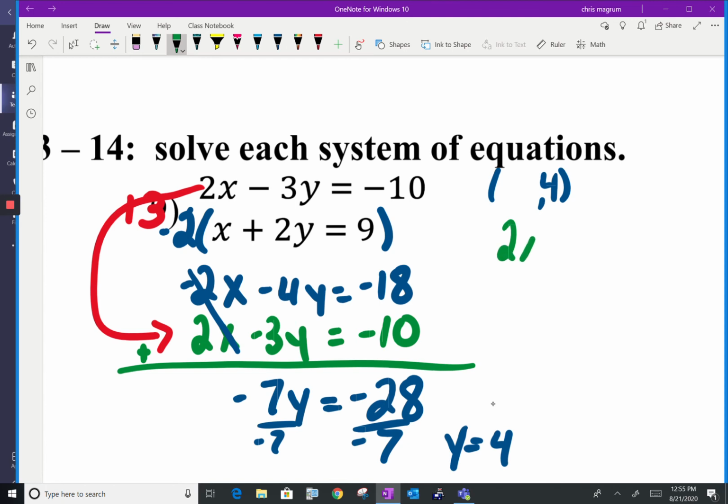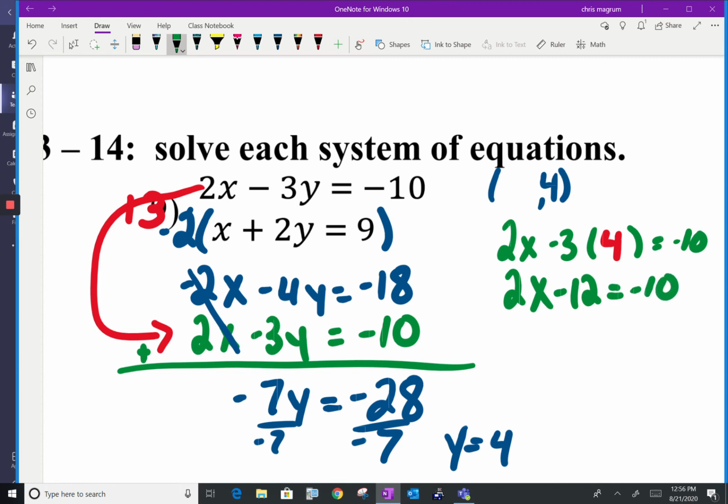So I have 2x minus 3 times whatever y equals negative 10. And then again, what did we solve the first time to get for y? We got a 4. So we plug in that 4 for the y in the equation we chose. And then we simplify. So 2x minus 3 times 4. 3 times 4 is 12. So 2x minus 12 equals negative 10.